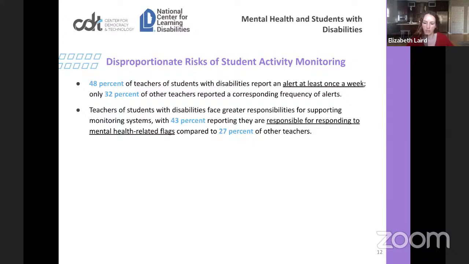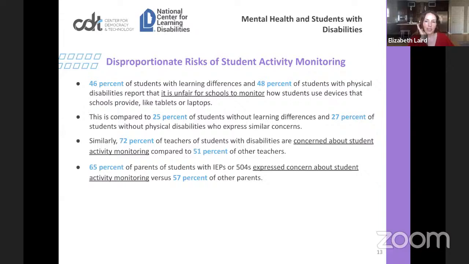27% of other teachers. And then finally, Erin, I'm going to have a question for you to help us ground some of this research in what your experience has been, both when you were with NCLD and now, in your second year of teaching. But we're also seeing, when we ask students with a learning difference or with a physical disability, across the board, they just have higher concerns about this. 46% of students with learning differences and 48% of students with physical disabilities agree that it is unfair for schools to monitor how students use devices the school provides. And you see those numbers drop off by 20 percentage points when you ask their peers.